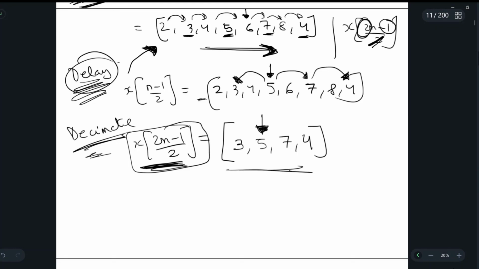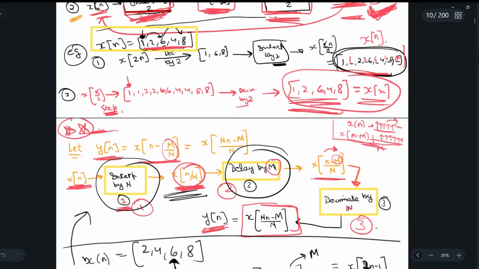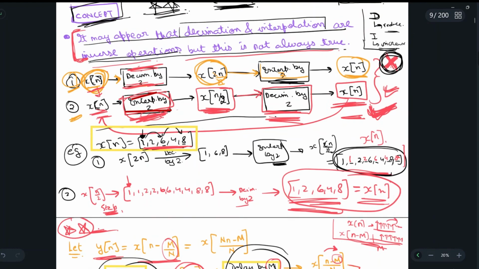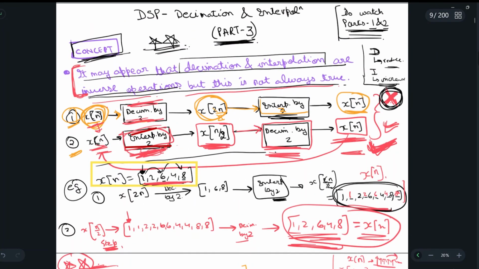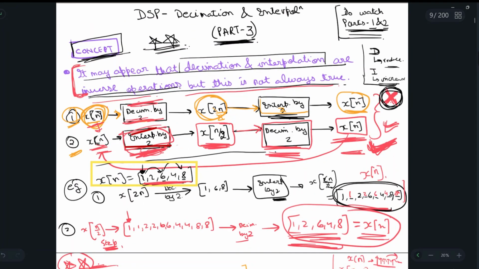And guys, this is a very important concept. Please pause the video, try it on your own, make notes, and you simply have to write whatever I'm writing on the screen over here. You do not have to worry whether we are missing any concept or not. We are not. We have covered each and every concept related to decimation and interpolation, and you will not face any difficulty in doing the questions related to decimation and interpolation.